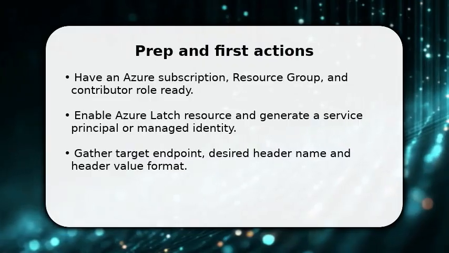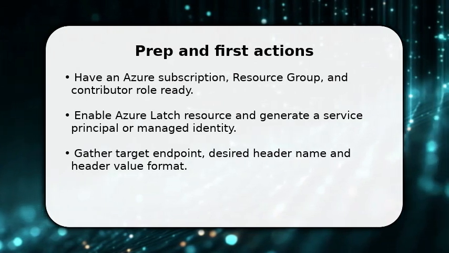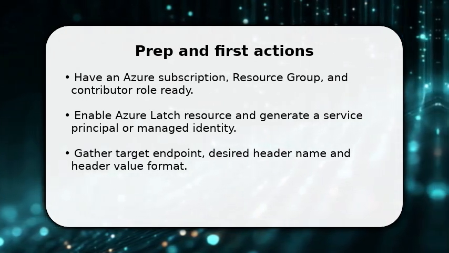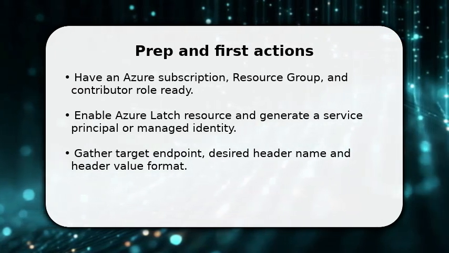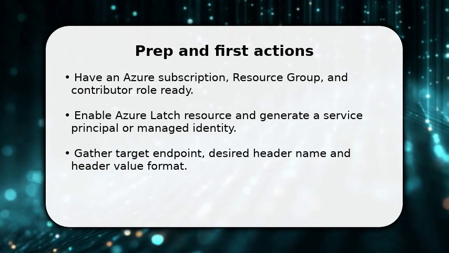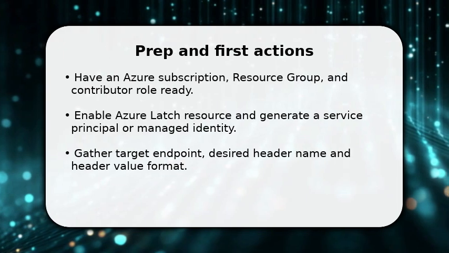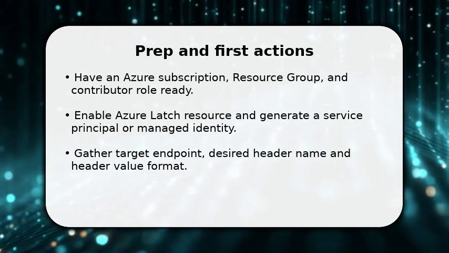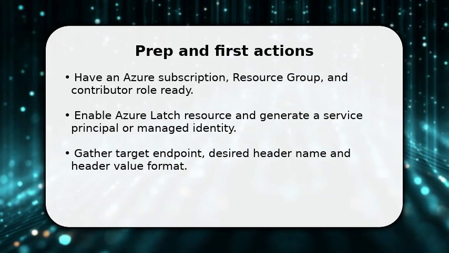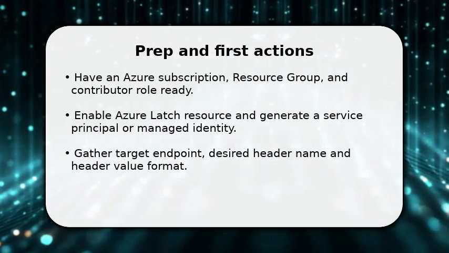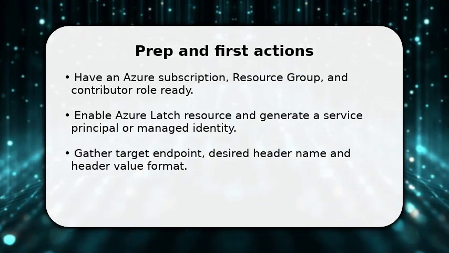You start by confirming prerequisites: an Azure subscription, a resource group, and contributor permissions. Once confirmed, enable the Azure Latch resource and create a service principal, or enable a managed identity so you have credentials. Next, pick the exact header name and value format you need, for example authorization, bearer token, because you will inject it programmatically. Make sure to store secrets in Key Vault. This prevents exposing header values in code and keeps your pipeline secure.